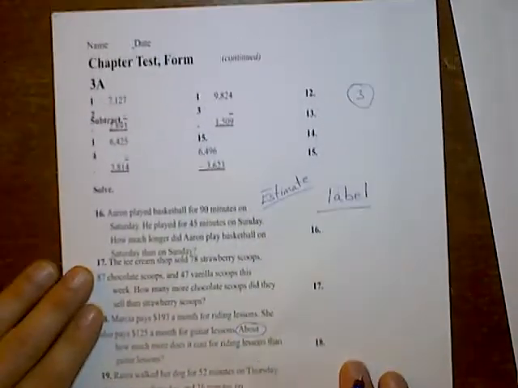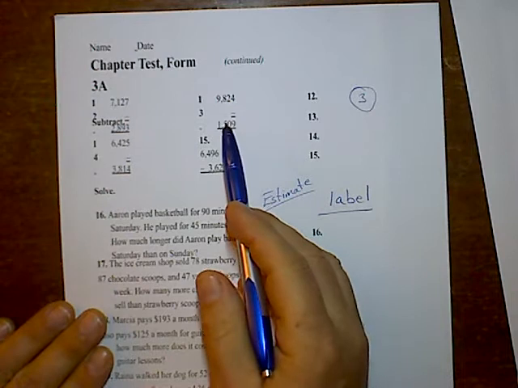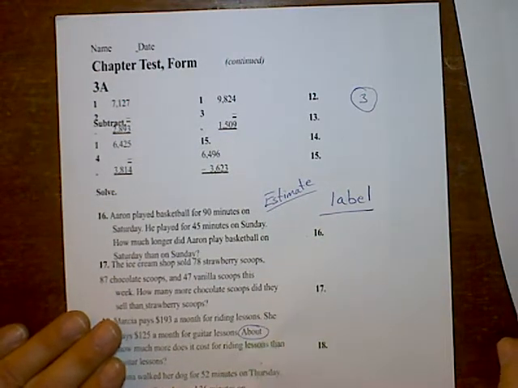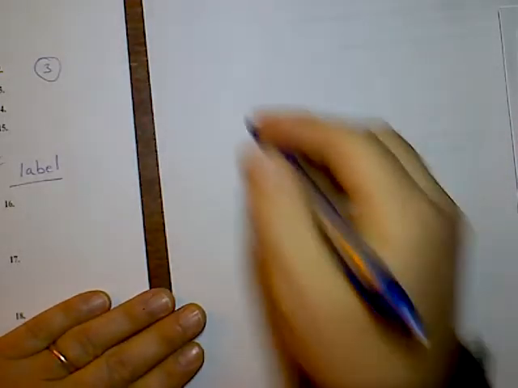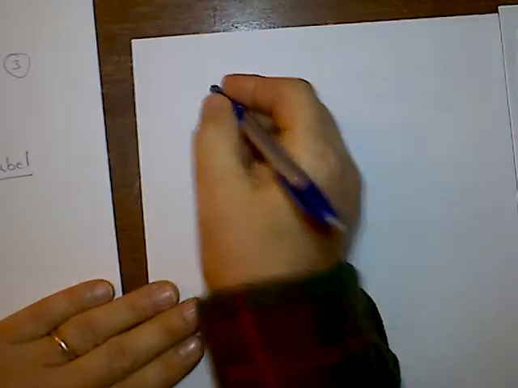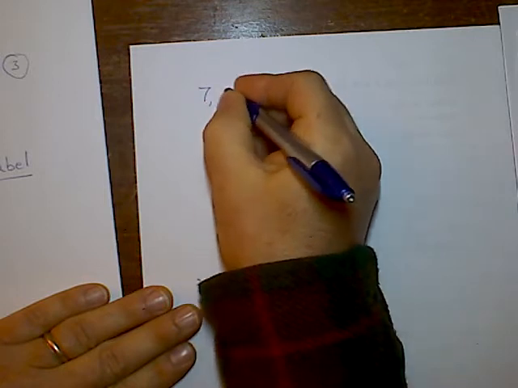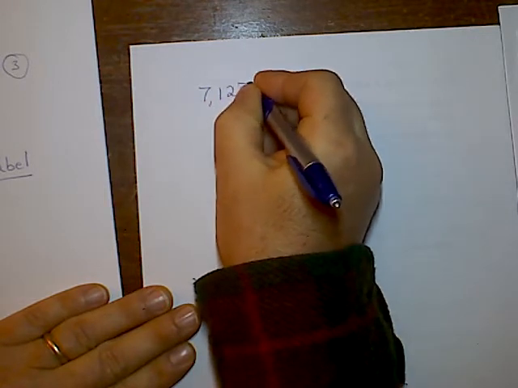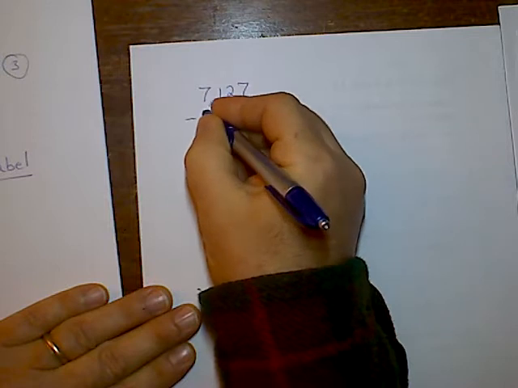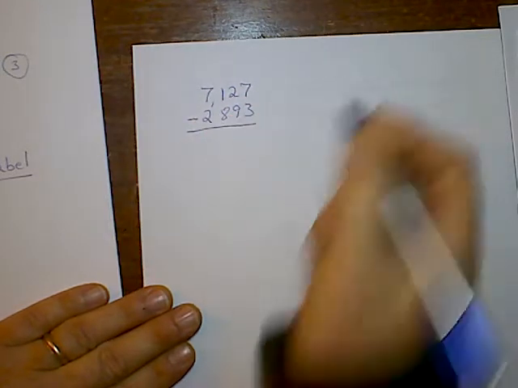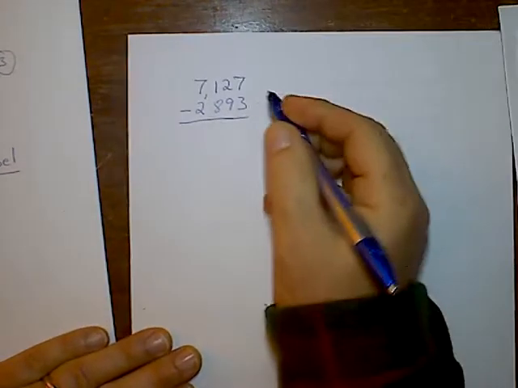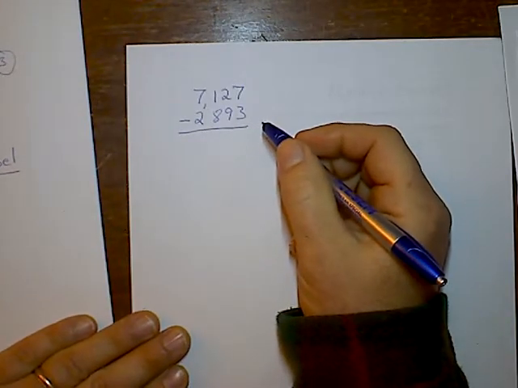The next part of the test is, mine is so weird, I'm going to actually do it on a completely different piece of paper, but I will show you what you should have gotten. Okay, so the first problem on that part, number 12, you were supposed to do 7,127, and you're going to subtract 2,893.